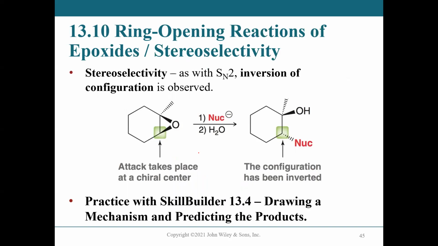It says, as with an SN2, inversion of configuration is also observed. You can see that the configuration has been inverted. However, where the bond is retained, it maintains its configuration right here. You can see that here, but there is an inversion on this side.